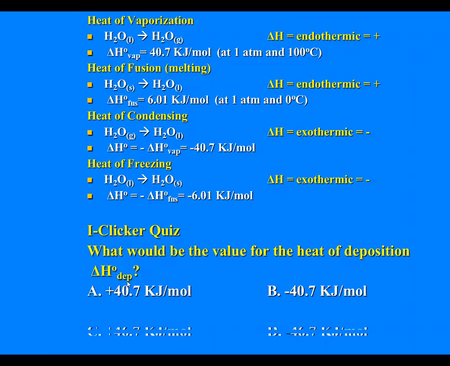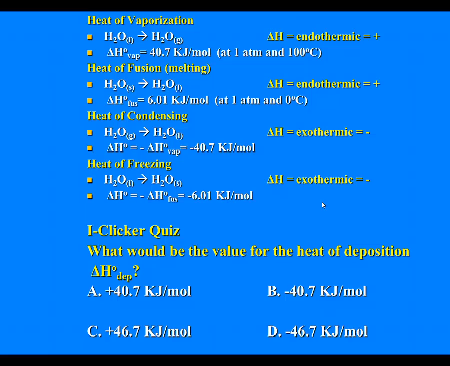Now the choices I'd like you to pick between are either positive 40.7 or negative 40.7 kilojoules per mole, or positive 46.7 kilojoules per mole, or negative 46.7 kilojoules per mole. My deposition process will be going directly from the gas state to the solid state. That energy change should be the same as my enthalpy changes for the individual steps you could imagine with respect to these processes.